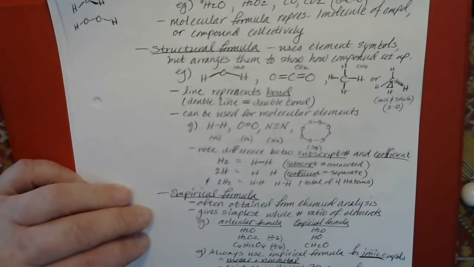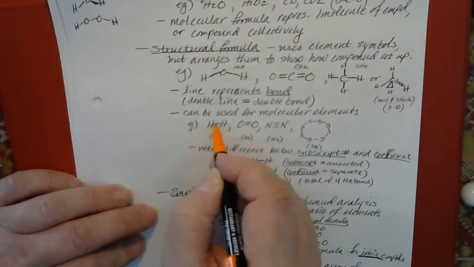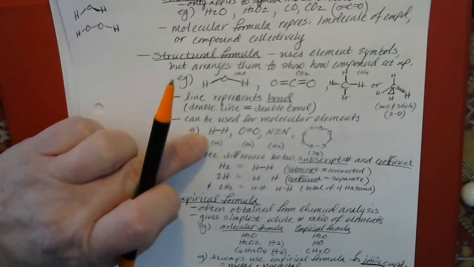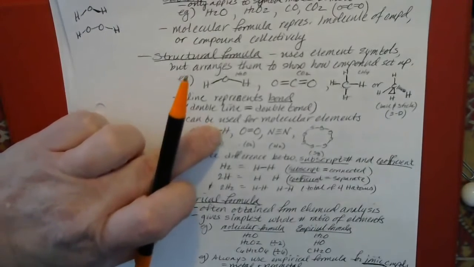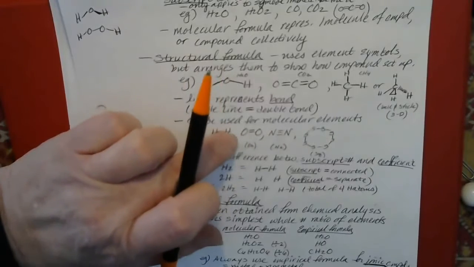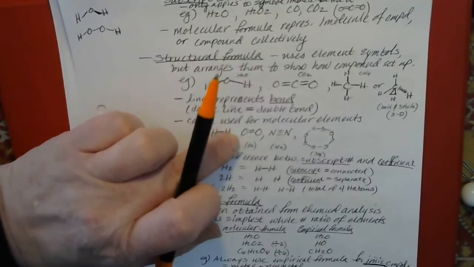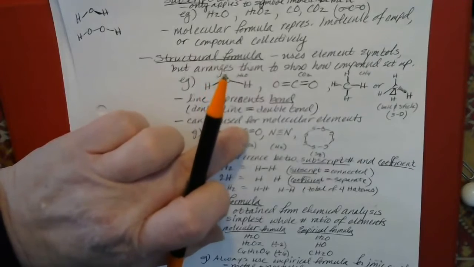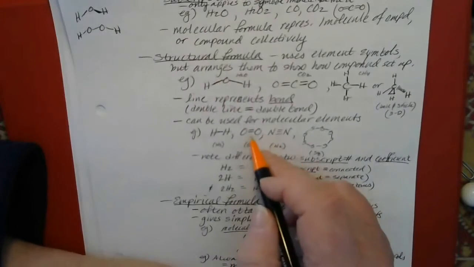Structural formulas can be used for molecular elements, that is, elements that tend to exist as molecules rather than separate atoms. So hydrogen is a diatomic element. You can just write it as H-H, where the dash represents a bond. Oxygen is also a diatomic element, only in the case of oxygen, the oxygen atoms are connected by a double bond, so we'd write a double line. And again, don't worry about double bonds just yet, but I didn't want to draw it wrong.